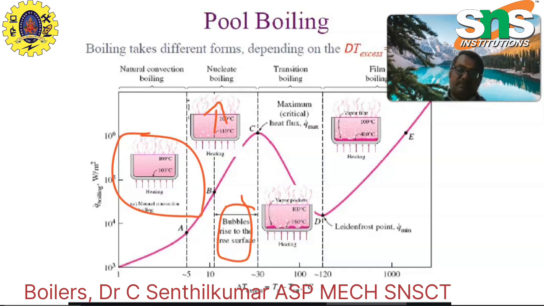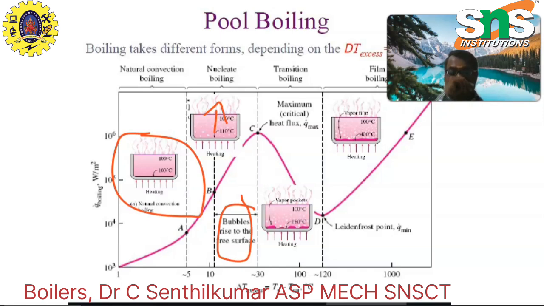The third one is transition boiling. In transition boiling, the heat flux is higher, with delta T falling from above 30 to 120. At 100 degrees centigrade delta T, we can see some vapor packets created at the wall surface where we are giving heat. After a certain period, it moves into delta T of 120 to 1000, where we can see film boiling.